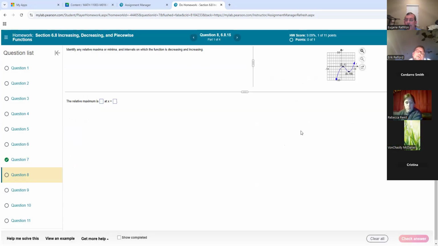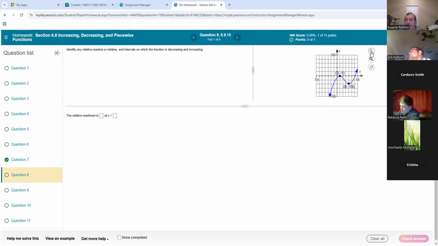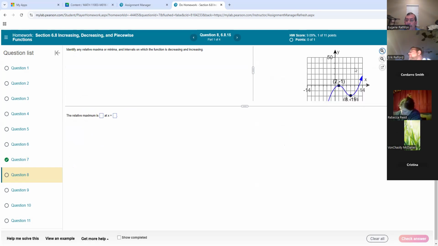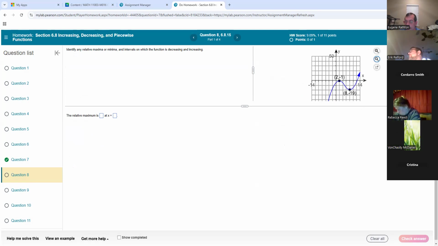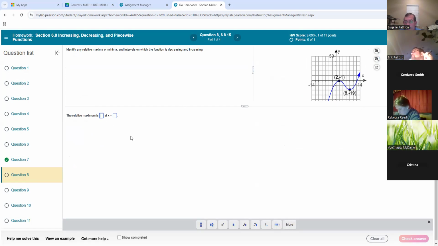All right, so let me make this one a little larger for us. Whoops, I might have made it too large. All righty, so let's see. First of all, the relative maximum is that peak right there. So I want to know what value that is and then what x value that happens at. Well, the maximum value we said was the y value. So that's going to be the negative 1.